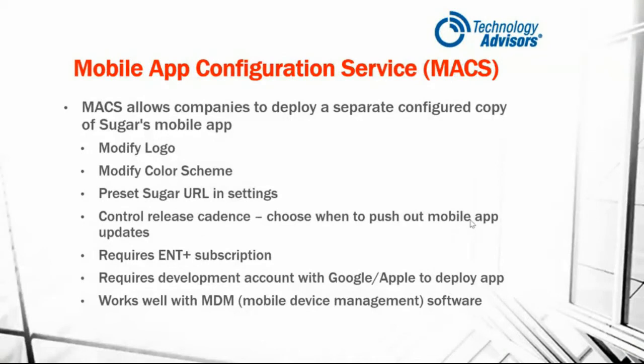All right, Mobile App Configuration Service. Again, you can modify the logo, the color scheme, and pre-populate the Sugar URL. In addition, Sugar likes to send out updates to the mobile app quite frequently. If you wanted to kind of slow that cadence down a little bit, you can control which releases are pushed out. This configured app is released via the Google and Apple app stores. So you do need a development account with both of them if you're planning to release for both Apple and Android to go through their Play Store.